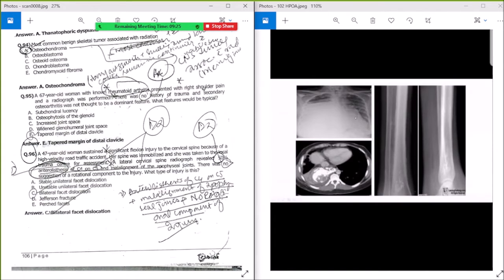Question 95. This 70-year-old woman with non-rheumatoid arthritis presented with right shoulder pain. A radiograph was performed. There was no history of trauma and secondary osteoarthritis was not thought to be a common feature. What feature would be typical? Tapered margin of distal clavicle.